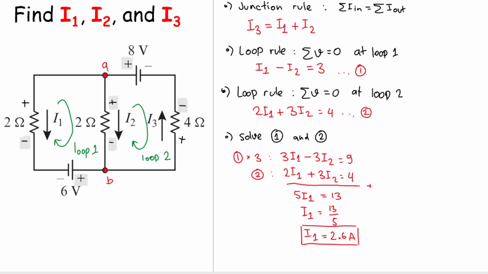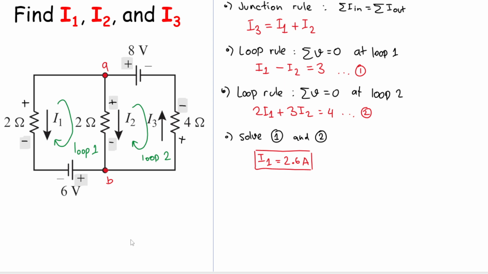Okay, but then if I1 is this, we can also find out what is I2, right? From the equation number 1. Okay, maybe let's clean this up first. Okay, now let's substitute the value of I1 into equation number 1. So we will have 2.6 minus I2, that will equal 3. Or we can isolate for I2 here, which is 2.6 minus 3. And that will be I2 here is equal to, I think that will be minus 0.4. Okay, and the unit here will be in ampere.